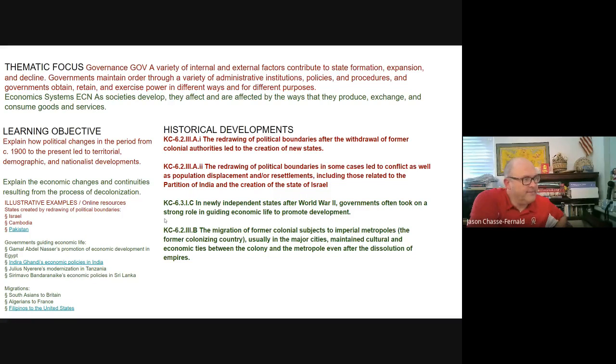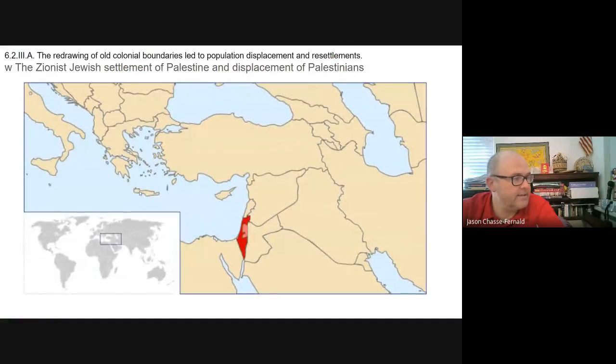The learning objective is to explain how political changes in the period of 1900 to present looked at territorial, demographic, and nationalist developments. And so we're going to be looking at some of these territorial and demographic things, right? Specifically, we're going to look at Israel today, and also we're going to take a moment and look at Pakistan and India, and what happens with Kashmir and the post-47 stuff. All right, so let's skim through this.